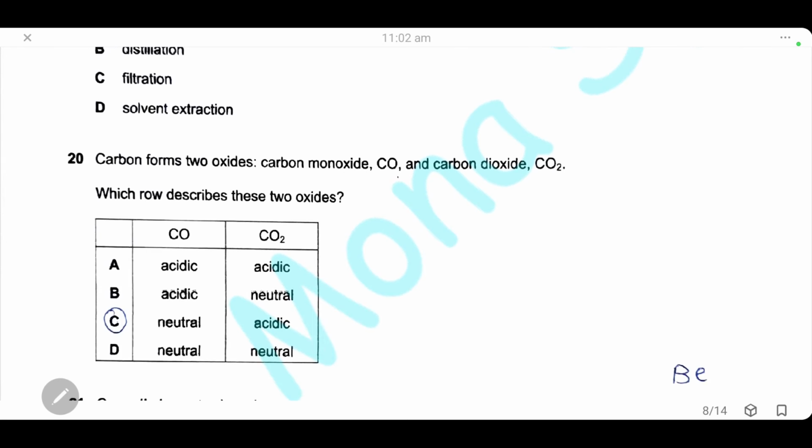Question 20. Carbon atoms form two oxides, carbon monoxide and carbon dioxide. Which row describes these two oxides? We know that carbon dioxide is acidic, and of course carbon monoxide is neutral, so the answer will be C.